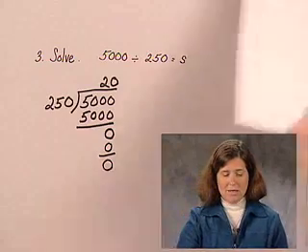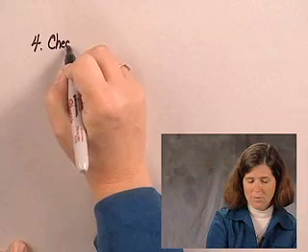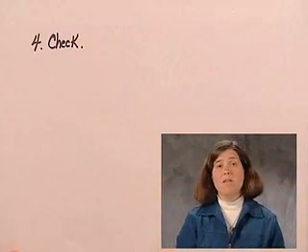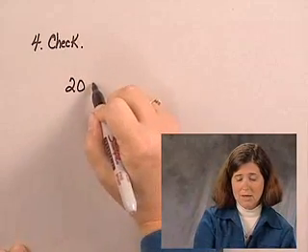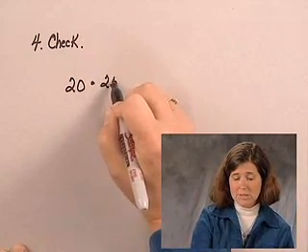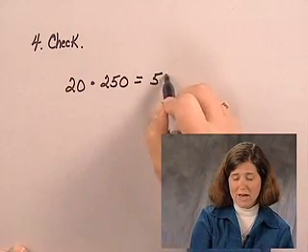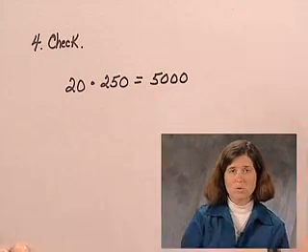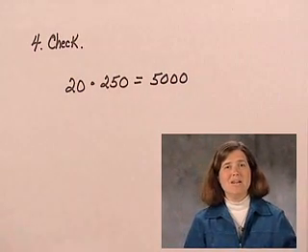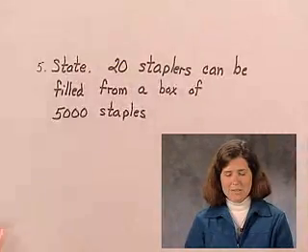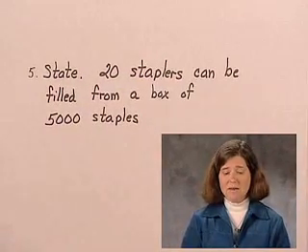To check, the 4th step in the process that we're using, we could multiply the number of staplers that we filled, which was 20, times the number of staples in each stapler, and we carry out that multiplication, and we get 5,000 staples, which is what we started with in the box. So we have a check. And we can state our answer clearly using a complete sentence. 20 staplers can be filled from a box of 5,000 staples.